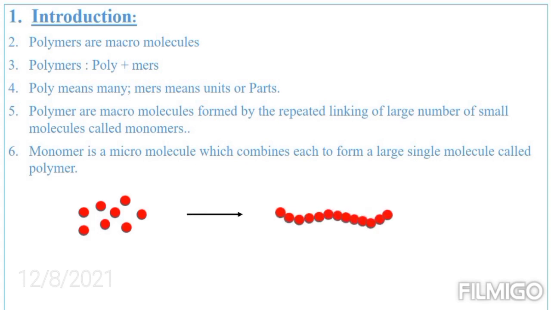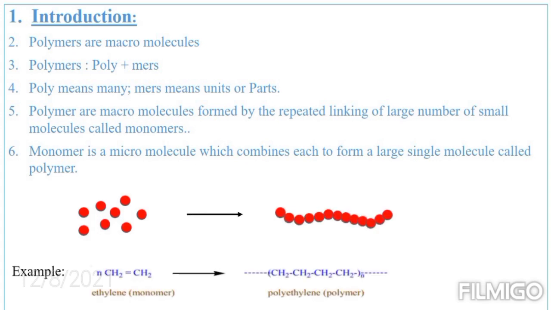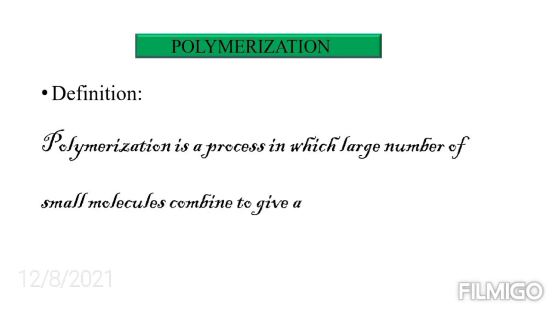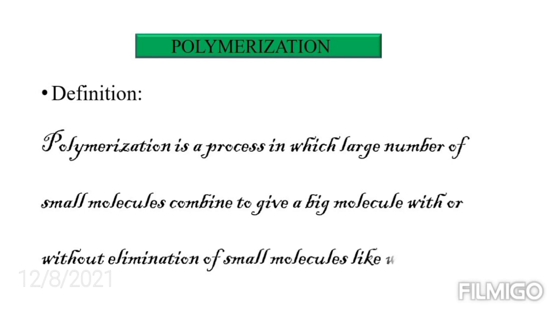For example, ethylene monomers are polymerized to form polyethylene. When ethylene monomers polymerize, the weak pi bonds in ethylene are destroyed and a long chain of CH2 units is produced. Next we are going to discuss polymerization. Polymerization is the process in which a large number of small molecules combine to give a macromolecule, with or without elimination of simple molecules like water, HCl, sulfur dioxide, carbon dioxide, etc.